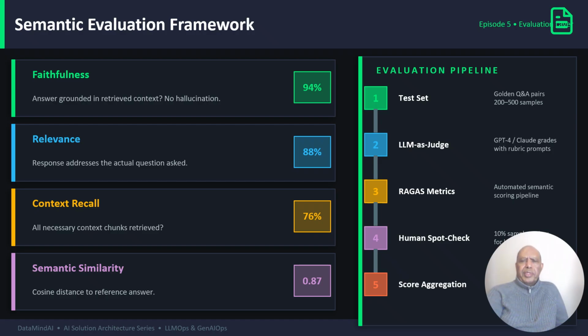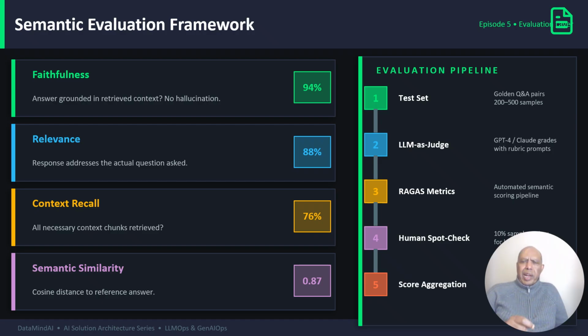Relevance: is the model answering the actual question? LLMs love to answer adjacent questions, so measure semantic distance between question and answer. Context recall. This is often overlooked. Are you even retrieving the right chunks? Low context recall is what you call garbage in, garbage out. No evaluation framework catches this without measuring it explicitly. Semantic similarity is the cosine distance to a reference answer. No binary right or wrong, so it captures partial correctness.